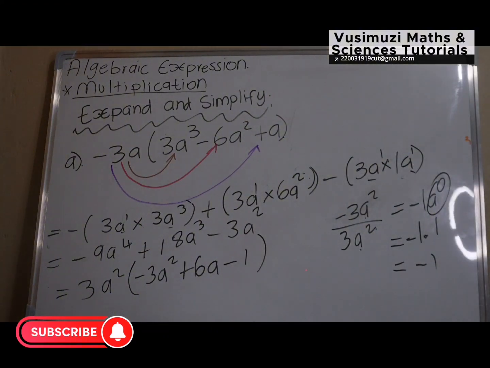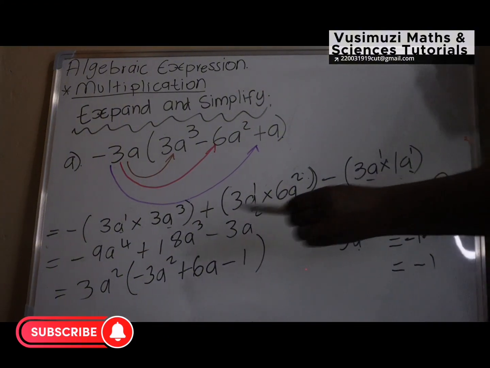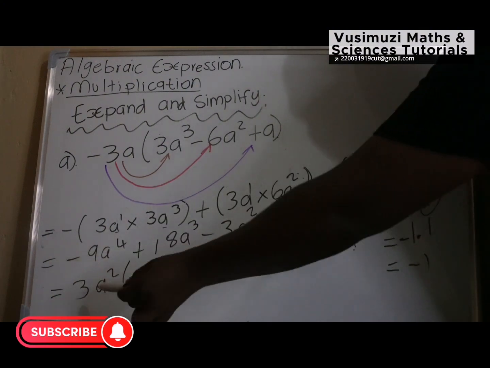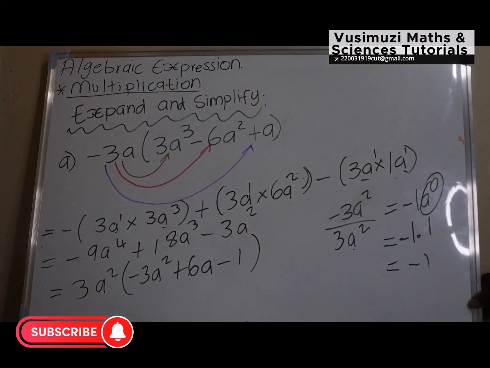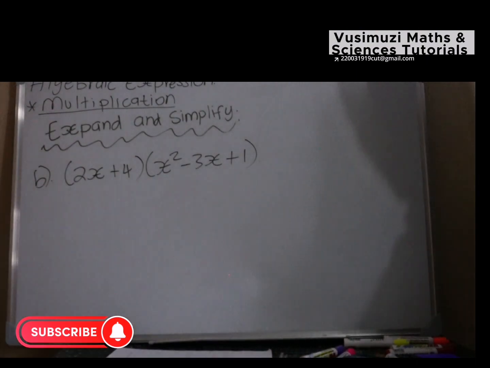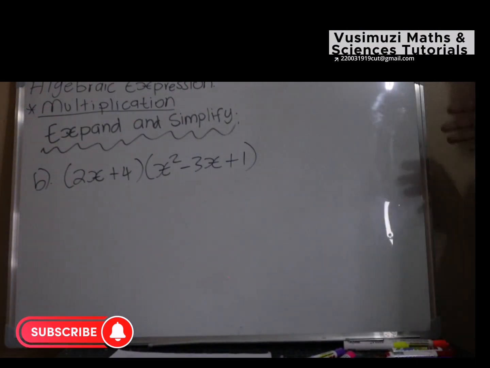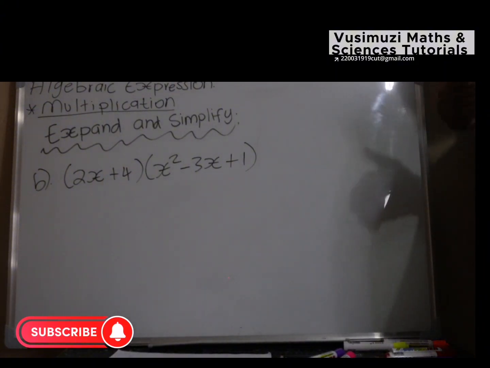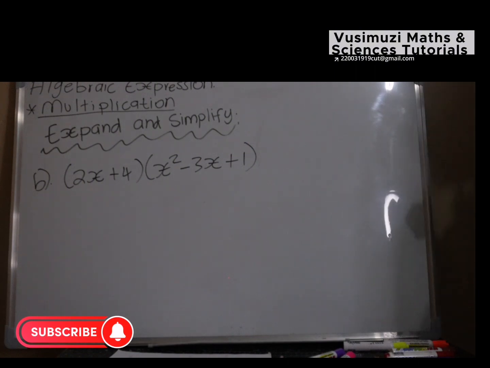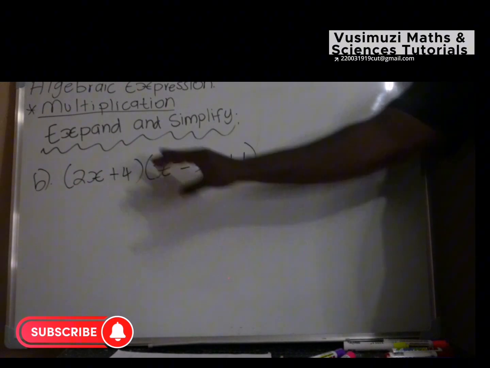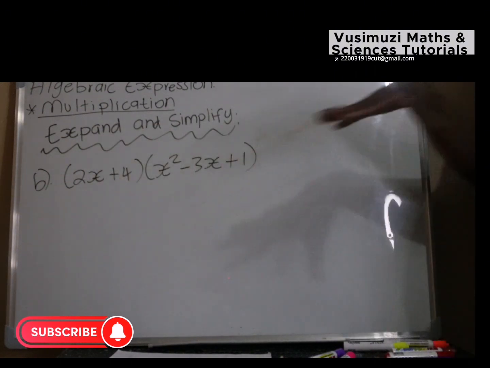You are done. If you multiply out these brackets, it's going to bring you back to this part: 3A squared times negative 3A squared. So guys, number 2. Expand and simplify. Remember, go back to our notes wherein we talked about the product of a binomial and a trinomial. This is a product of a binomial and a trinomial.